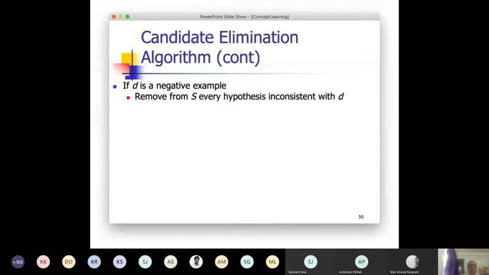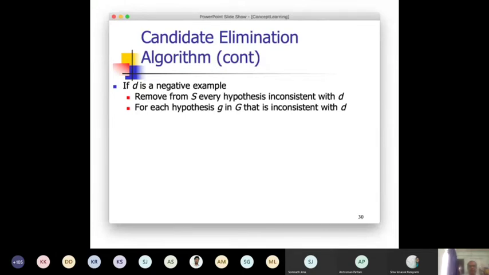Now, if D is a negative example, then remove from S every hypothesis inconsistent with D. Once again, you see that this is the effect of a negative example. Earlier in the Find-S algorithm, you were not doing these things, but here you are. So if you get a negative example, there is an effect. If you find some hypothesis which is inconsistent with D, then you have to remove it, and that removal should be fine.